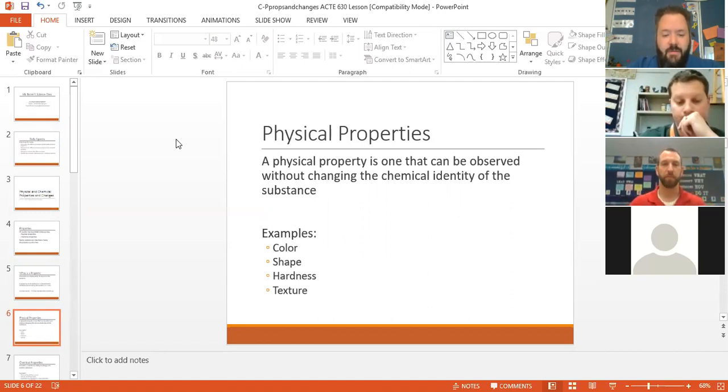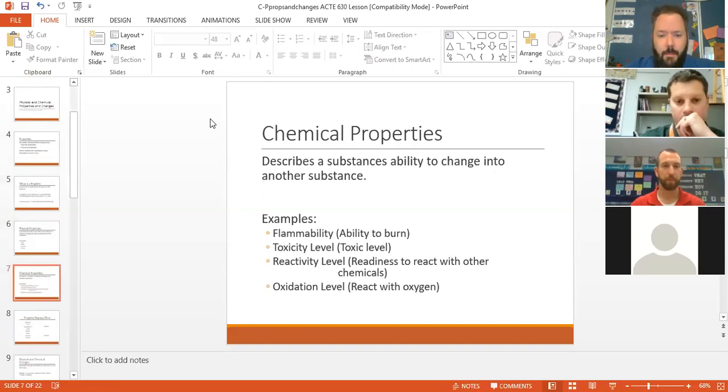And lastly, the example there, I have texture. Once again, it's just physical, you can look at this property without manipulating the actual substance other than picking it up or measuring it. Okay, so all of these can be measured, but you don't have to change the chemical identity. And that's a key aspect here. As far as chemical properties go, you have a substance and you're looking at its ability to change into another substance. A chemical property is one that can only be identified by changing it into something else. So it has to change for this to happen.